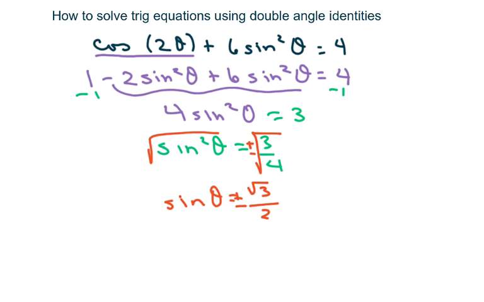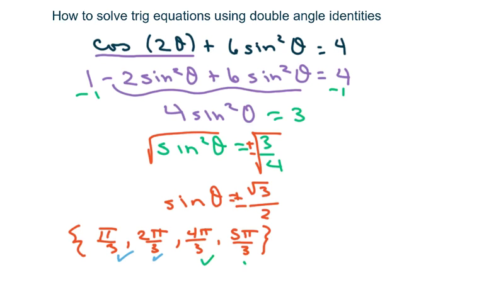Your solution set therefore is pi over 3, 2 pi over 3, 4 pi over 3, and 5 pi over 3. These two solutions go for the positive square root of 3 over 2, and these two come from the negative square root of 3 over 2.